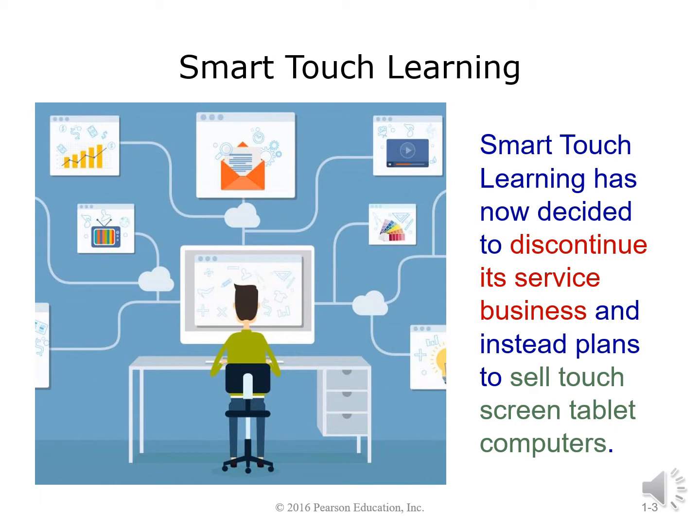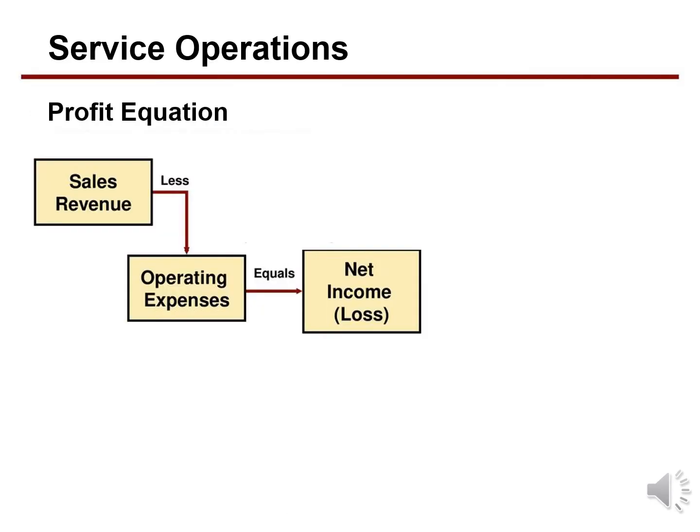We've been working with service companies to this point. Those are the most simple type of business to do accounting for. Now we're going to switch to a merchandising company, which is a company that has inventory. This is a simple profit equation for service companies. The sales revenue minus the operating expenses equals the net income or the net loss. We've talked about this profit equation and how it is the basis for the income statement.